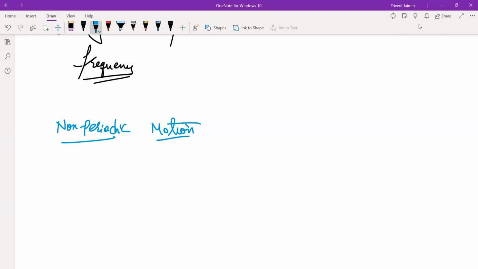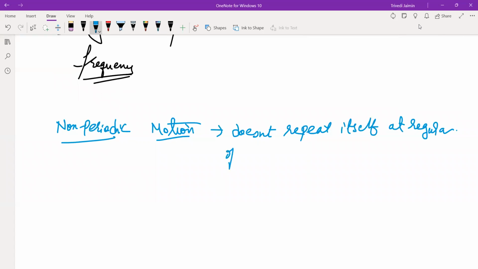Non-periodic, which does not repeat itself at regular intervals of time. Simple. Regular interval of time.